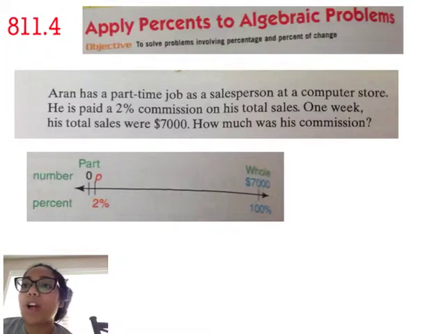Aran has a part-time job as a salesperson at a computer store. He is paid a 2% commission on his total sales. 1 week his total sales were $7,000. How much was his commission?